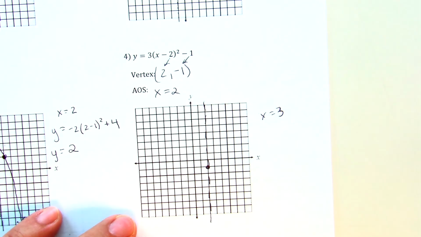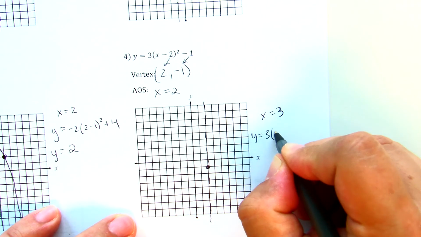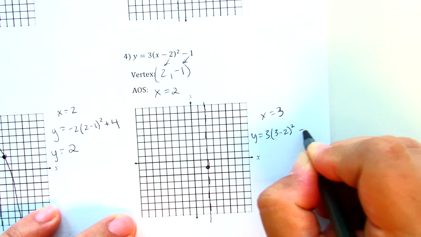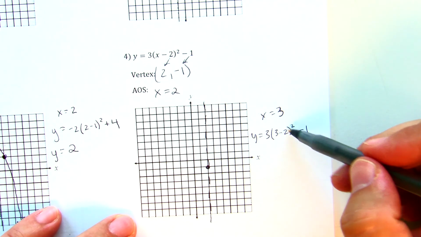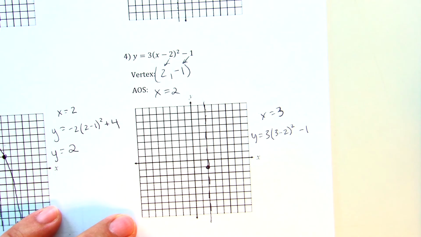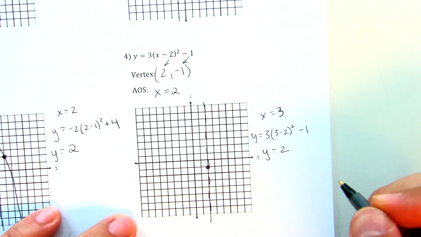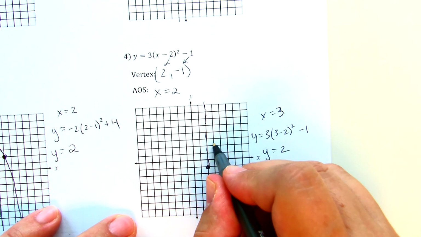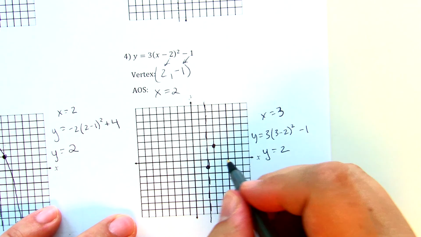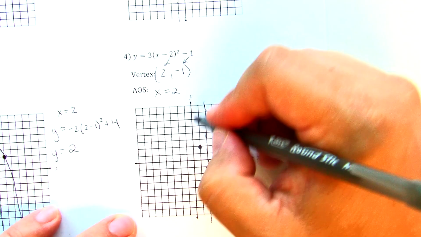And you can pick any number. I find it's easiest to just go 1 to the right and work from there. So y equals 3 times 3 minus 2 squared minus 1. One reason I go 1 to the right, that always makes this inside the parentheses here 1, and 1 squared is 1. It's also very easy to multiply by. So y equals 2. So we've got a point at 3, 2. So 3, 2 right here. That means I'm going to have another point right here, right? A symmetrical point right there.